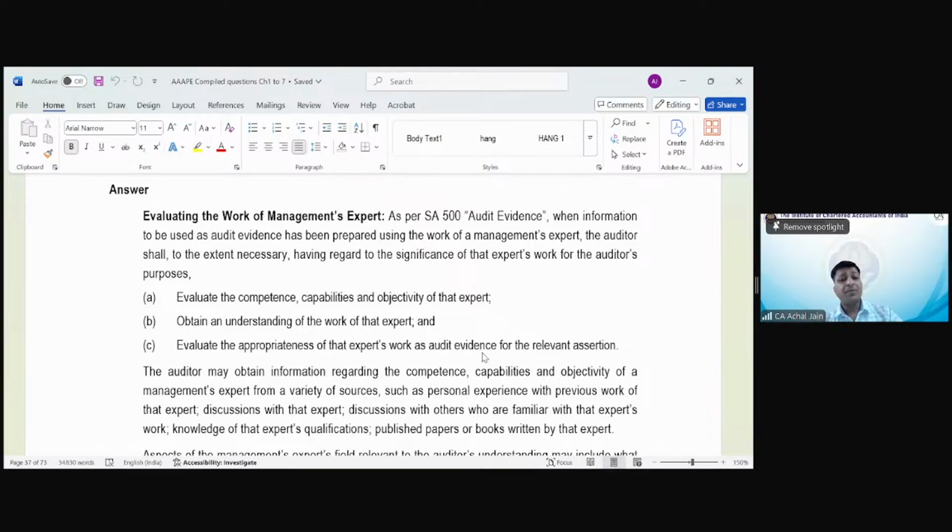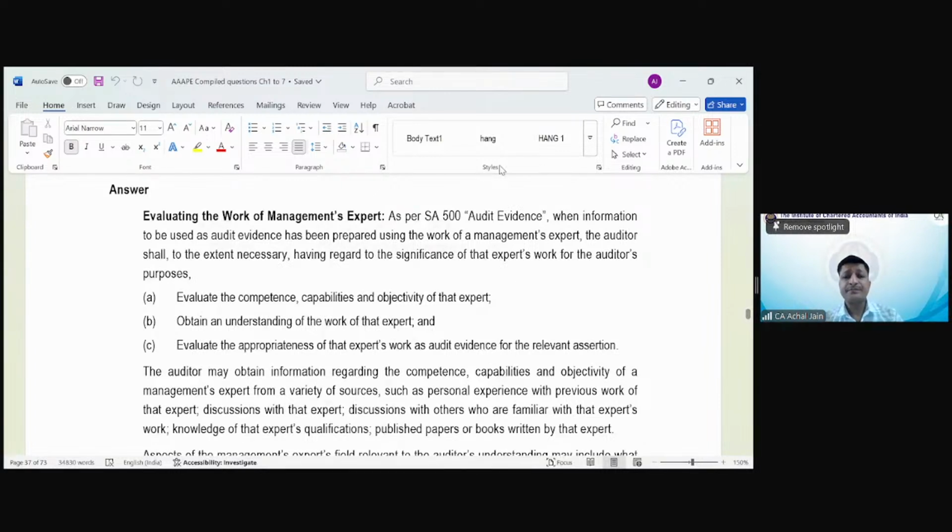Then obtain an understanding of what he has done, what he is required to do, his scope. Evaluate the appropriateness of the work of that expert. Because you can't just simply say that the expert has done it, and as an auditor rely on that. You can't do that. You can't just simply rely on that. You need to perform your audit procedures on that. So that's what you are required to do as an auditor.